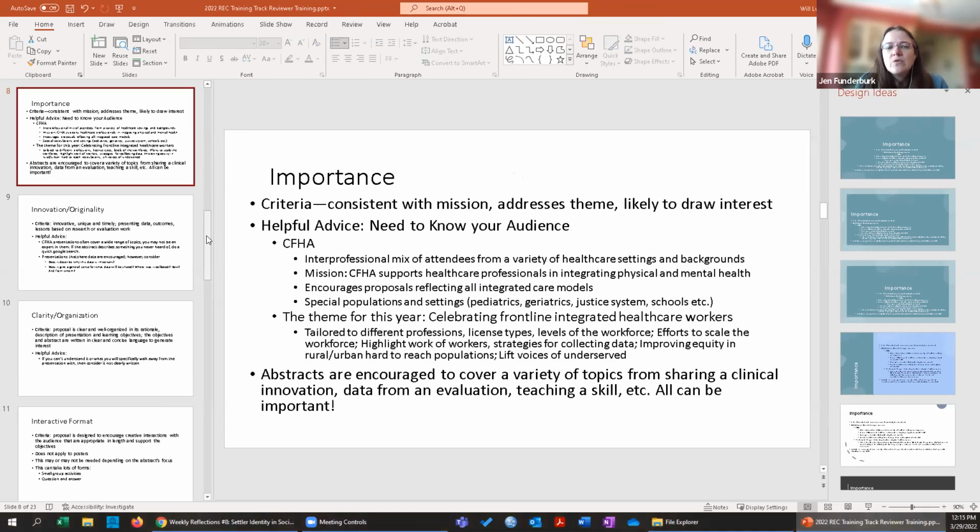And so when you're reviewing, you want to think about these things, you want to think about the audience, and that should be impacting your score on importance, because that's the criteria. It's whether this abstract that you're reading, it can be from a variety of topics. It can share clinical innovation. It could share actual data from an evaluation. It can be teaching a skill. All of those things can be important, but you want to think about it from the perspective of the audience that is going to be at this conference, and keeping these things in mind, especially the theme.